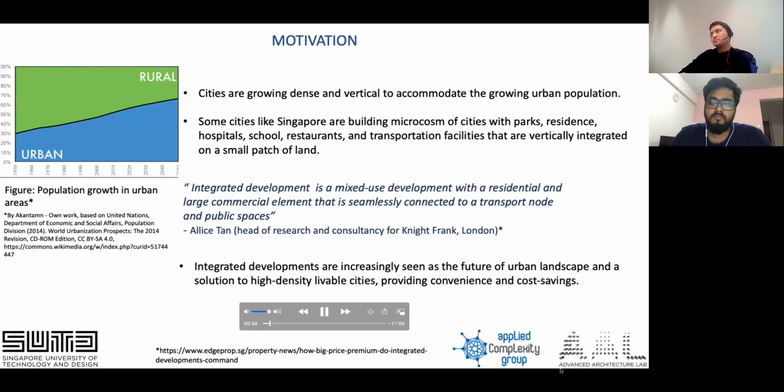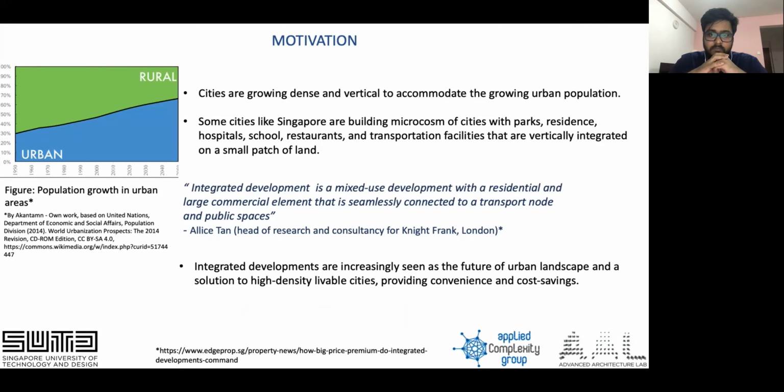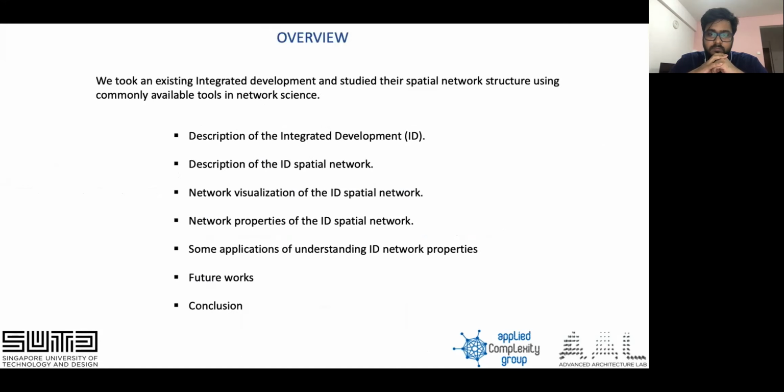An integrated development can be defined as a mixed-use development with residential and commercial components that are seamlessly connected to transportation and public facilities. Integrated developments can serve as a solution to growing urban population. Besides as a solution to high density, they can also provide greater convenience and cost savings for the residents in the building. To demonstrate this, we took an existing integrated development in Singapore and studied the spatial network structure using commonly available tools in network science.